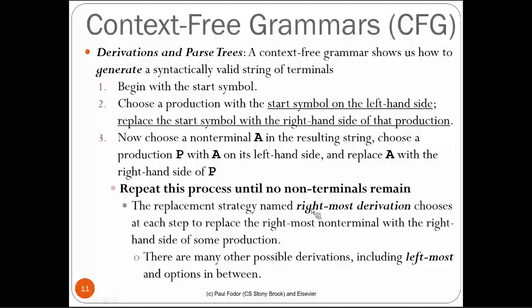But the algorithm itself makes no requirement of which one of the non-terminals is chosen. Then there are strategies. If we always work on the rightmost non-terminal of the current string that is generated, that is called the rightmost derivation. Rightmost derivation chooses at each step to replace the rightmost non-terminal with the right-hand side of some production that matches that non-terminal. There are many other ways to actually do these derivations. In fact, the LL parsers use what is called the leftmost derivation, which basically chooses the non-terminals on the left-hand side to resolve them.